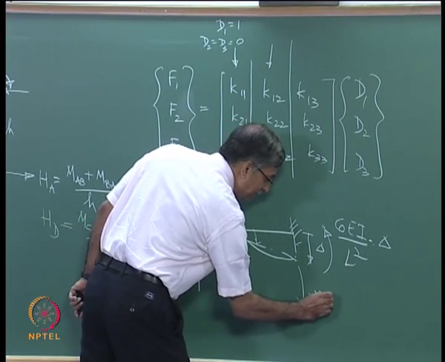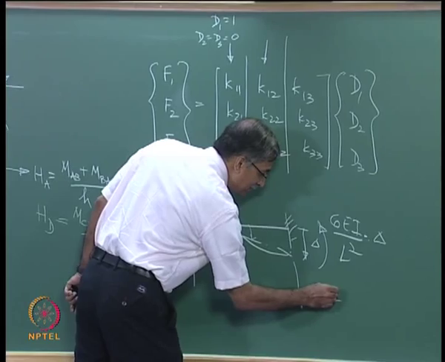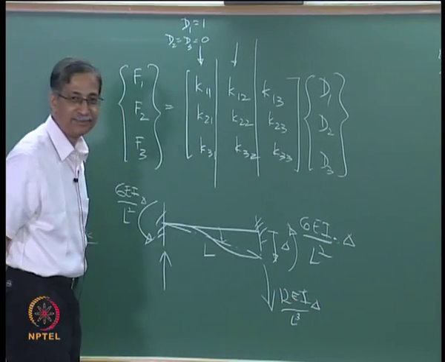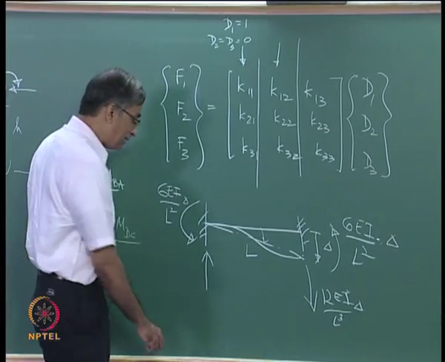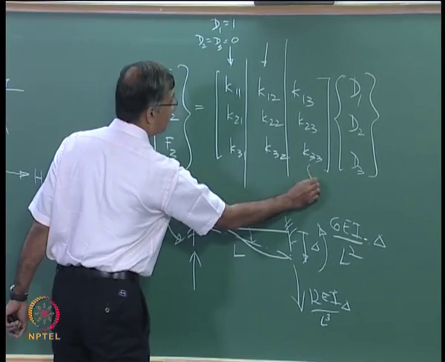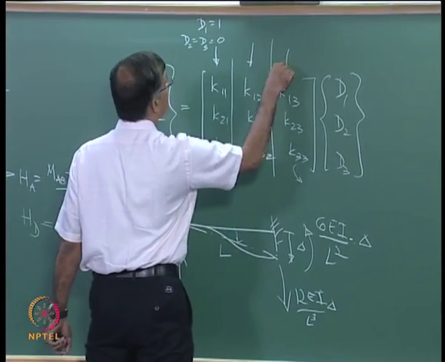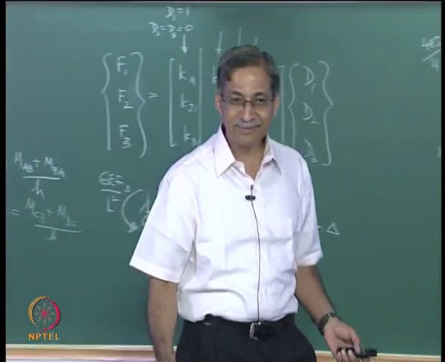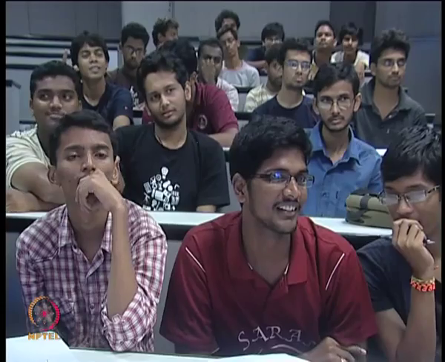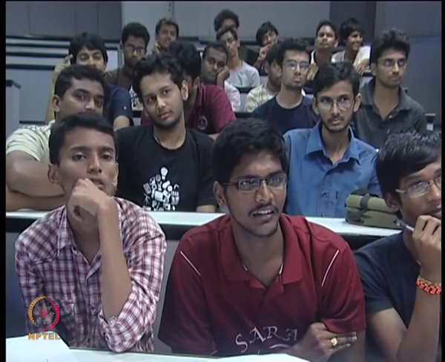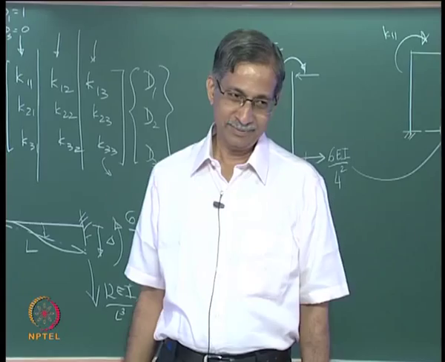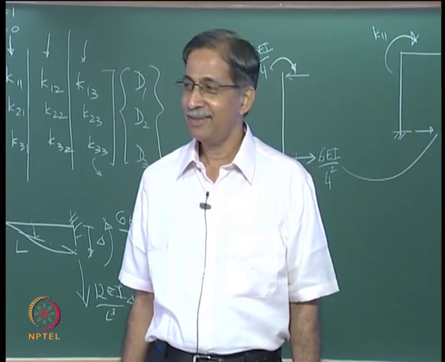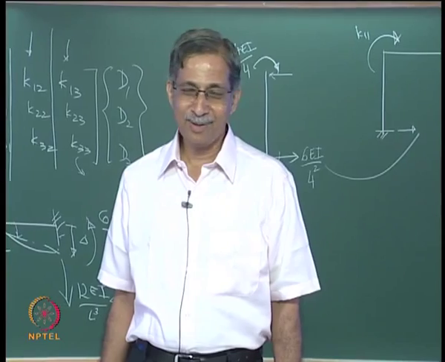12EI by L cubed. It's right in front of you. That's interesting. So what's the answer? What is K33? Give me the final answer. Is it 12EI by 4 cubed? No, the answer is wrong.